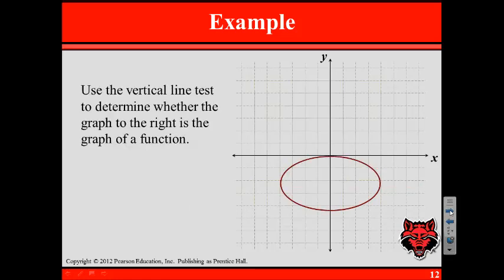Let's try one more time, and here we see an example where the vertical line test will fail. So we draw one line, and it will intersect the graph twice. Anytime one vertical line touches our graph more than once, it is not a function.